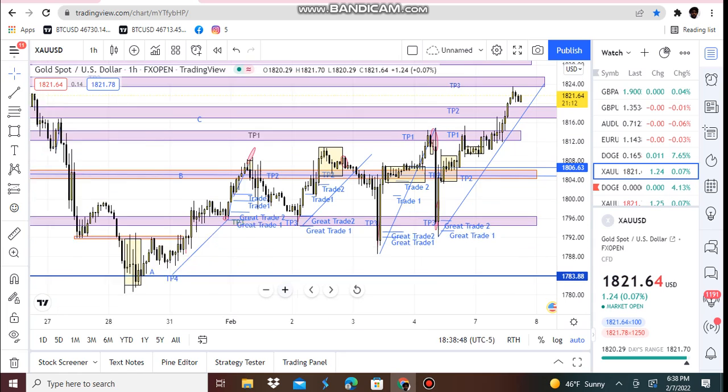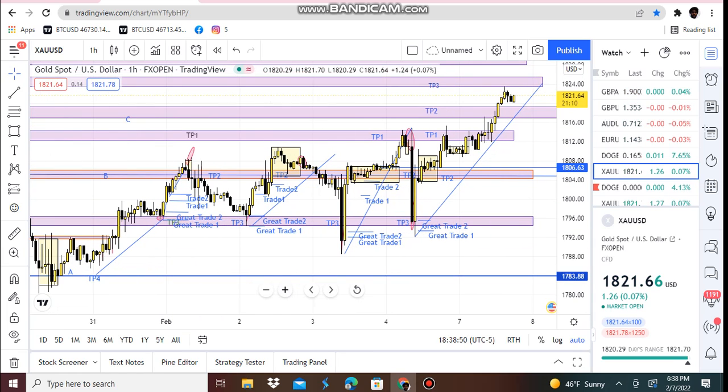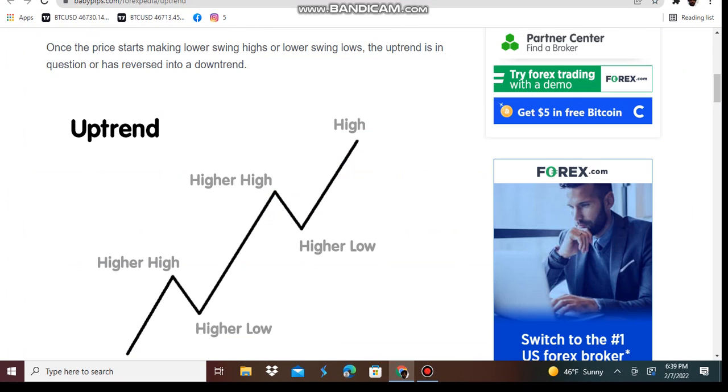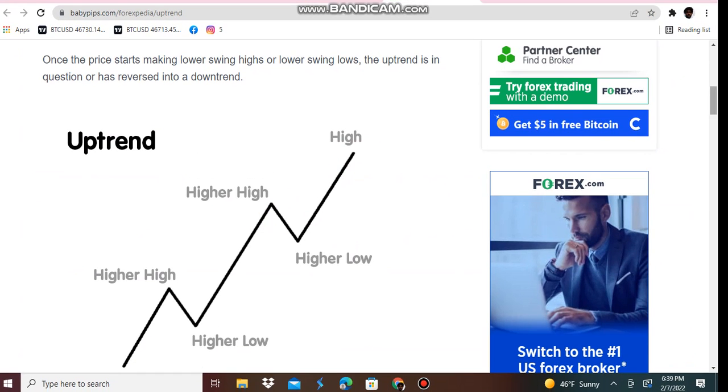All right, gang, I hope this helps. We're going to scroll back into the 15-minute so I can show you more structure, and on the 15 and the 1 hour, price is making higher highs and higher lows, and higher highs. It lets us know price is in an uptrend.